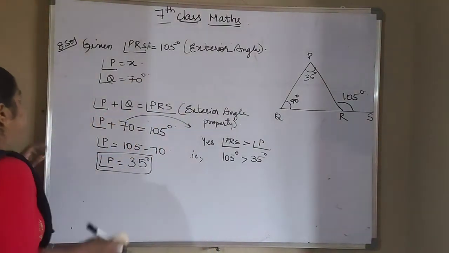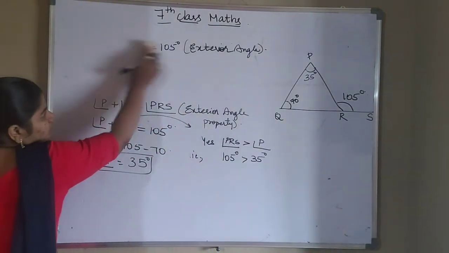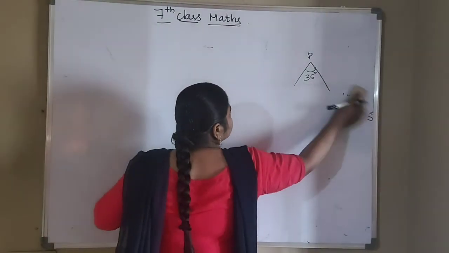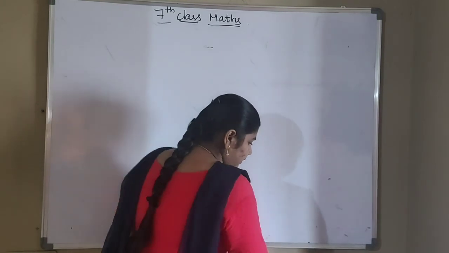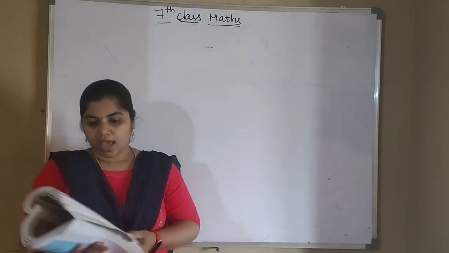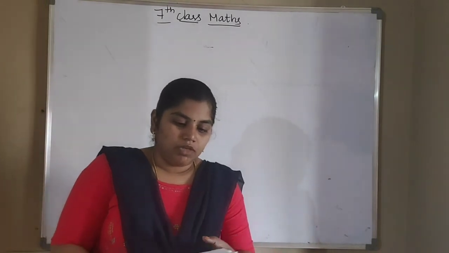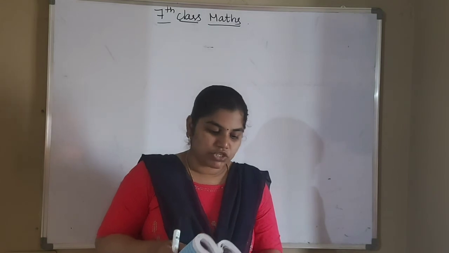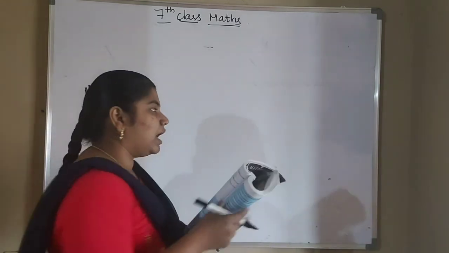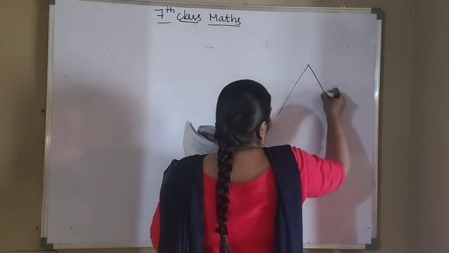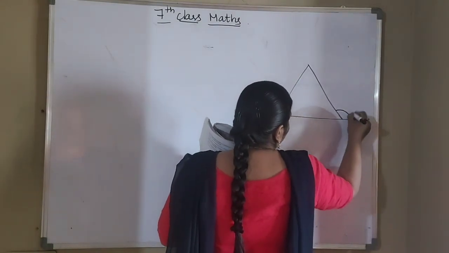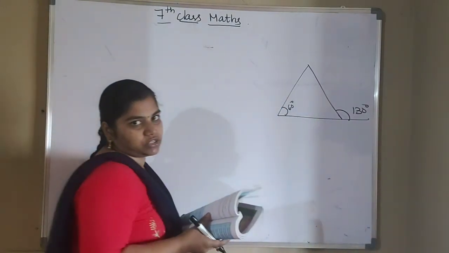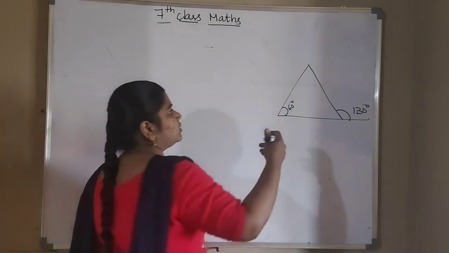Next is the 9th one. What is the 9th question? If the exterior angle of a triangle is 130 and one of the interior opposite angles is 60, find the other interior angle. Again the same process. First we have to draw one triangle. Exterior angle, how much they have given? 130, and one of the interior angles they have given as 60. Okay, and the other interior opposite angle we have to find.